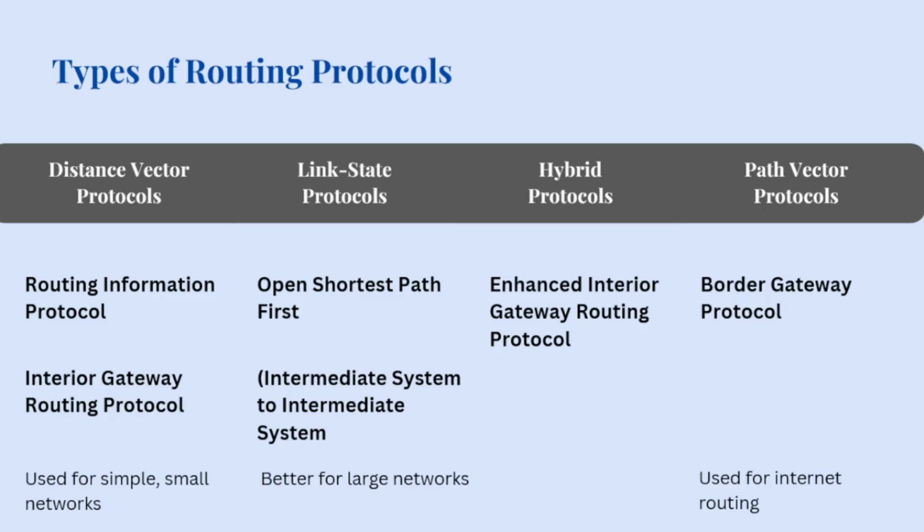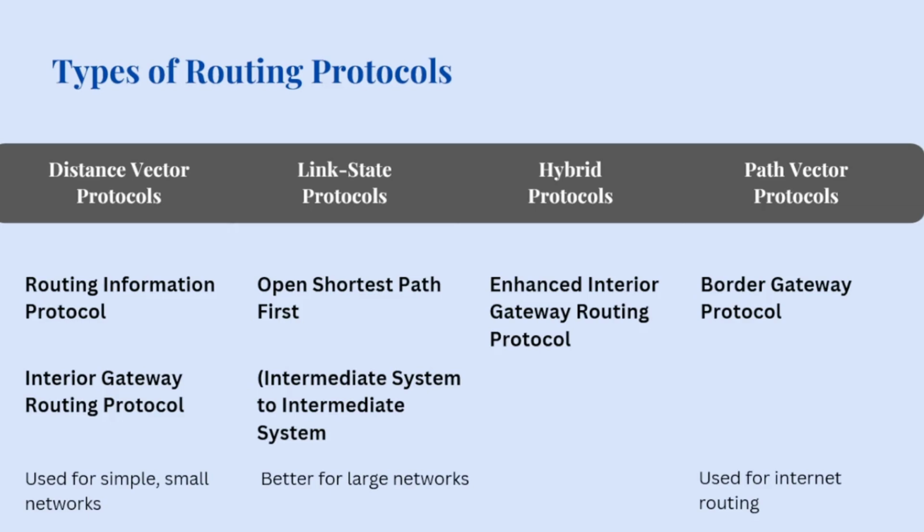In OSPF, what happens is it will use areas to divide a large network into smaller regions. What this does is it reduces CPU overhead. Then IS-IS is similar to OSPF, but it is designed for larger internet service provider networks, and it is used by large organizations and service providers.